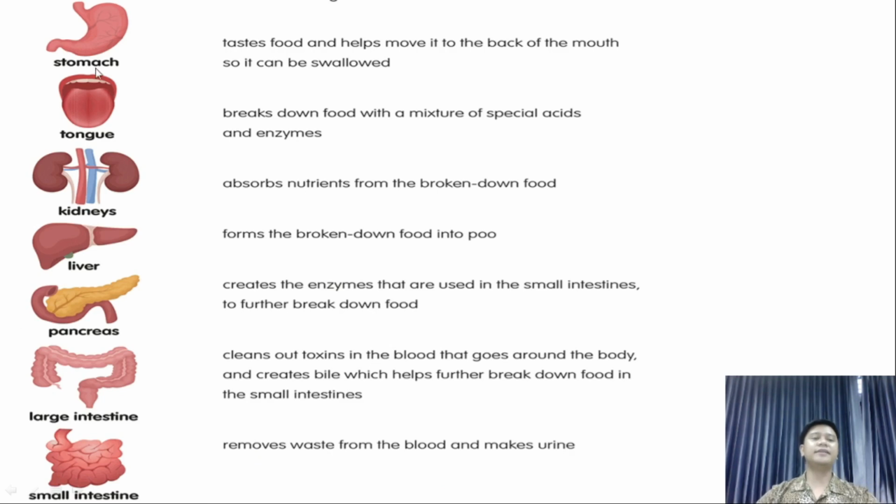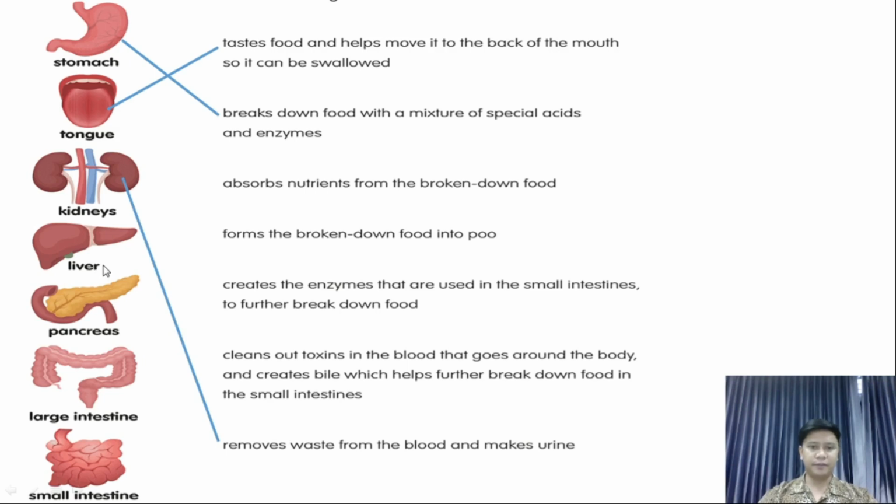Okay, so let's start. Stomach, what is the answer? You need to make it line, okay? Okay, next. Okay, very good. Stomach breaks down food with a mixture of special acid. I told you to remember the special acid and enzyme. Next, tongue. Okay, tongue tastes, okay? Taste food and helps move it to the back of the mouth so it can be swallowed. Kidney, where's the kidney? Okay, for kidney, urine, okay? Remove waste from the blood and makes urine, okay?